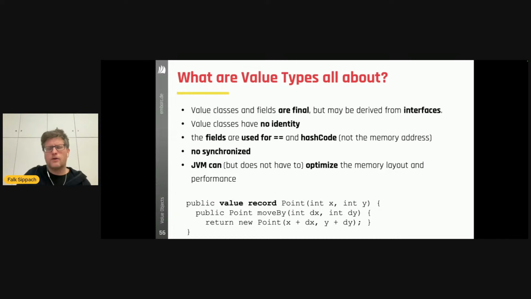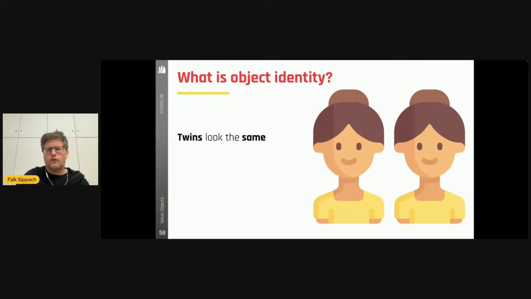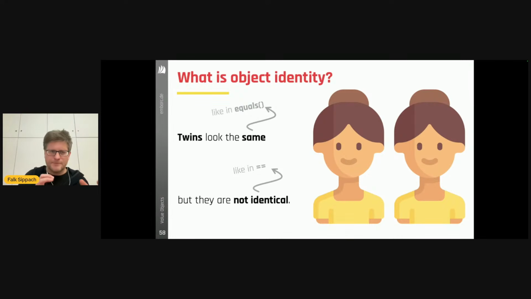And they say they have no identity. What does that mean? Why don't they have an identity? I think identity is like this example: if you have twins, they look the same, like when we use equals. They have the same hair color, the same eyes, the same mouth, the same t-shirt, and so on. But they are not identical, like in equals equals, so they are still 2 persons. 99% are the same, but there are some small differences, so they are not identical, and that's the difference.